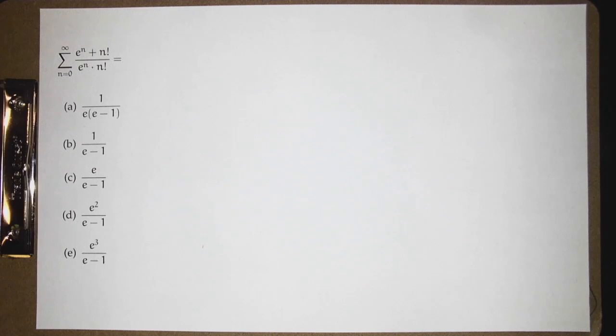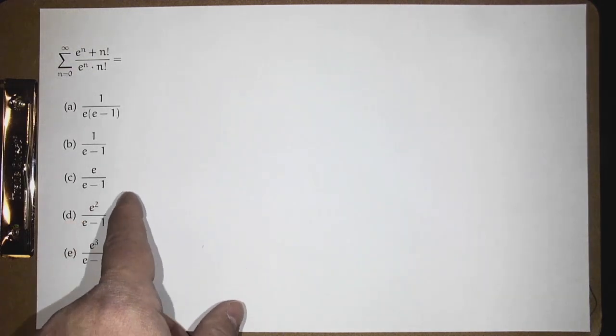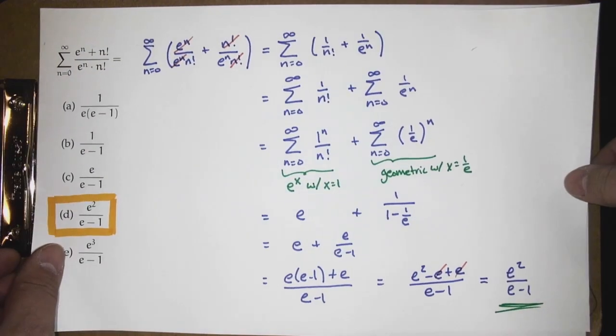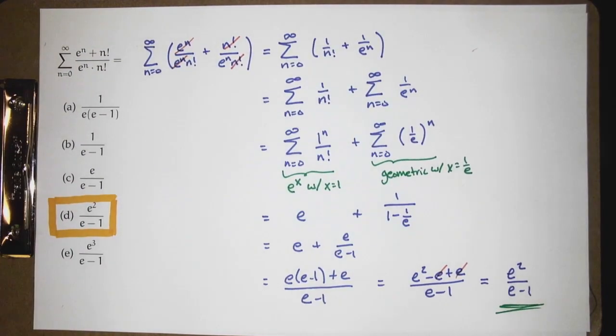All right, so anyways, we have this sum. We have 5 options. 1 over e times e minus 1, 1 over e minus 1, e over e minus 1, e squared over e minus 1, e cubed over e minus 1. You've had a few minutes. Is there an answer? D? You sure? I think so. Okay. You're right. The answer is D. E squared over e minus 1.